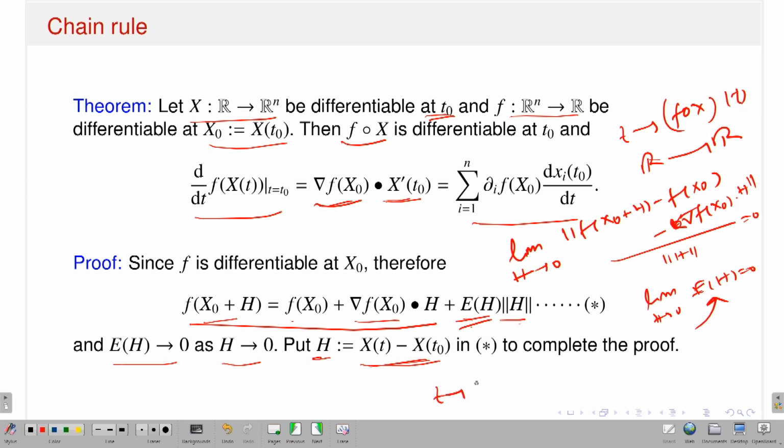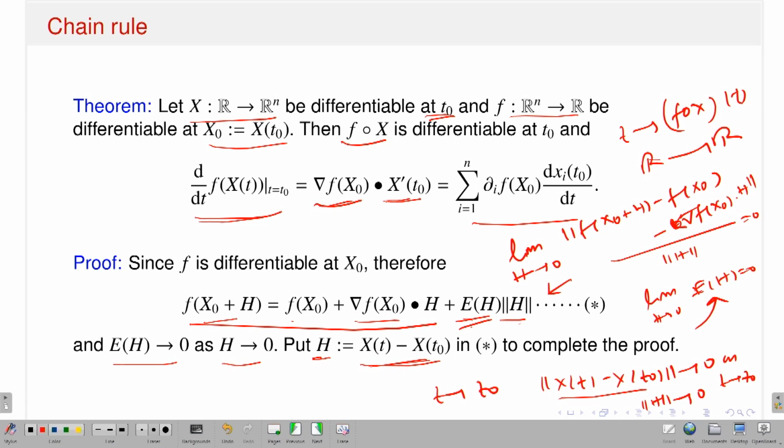Now look, if t approaches t naught, then what will happen to x(t) minus x(t naught)? Because x is differentiable at the point t naught, it is continuous at the point t naught. So t goes to t naught means the norm of x(t) minus x(t naught) also goes to 0. Differentiability implies continuity, so the norm of h goes to 0. So you just replace this by x(t) minus x(t naught). Use the fact that x is differentiable, hence continuous, at t naught. You will end up with the composition function f of x(t) being differentiable.